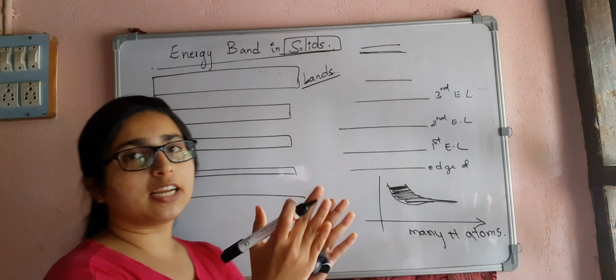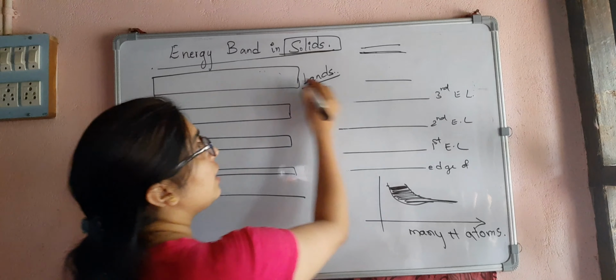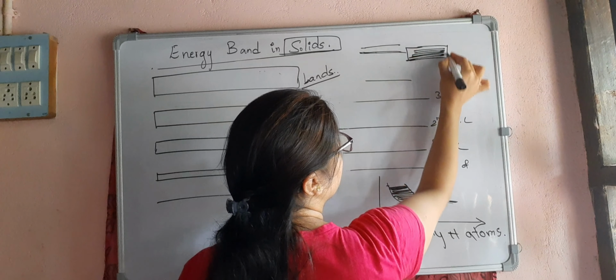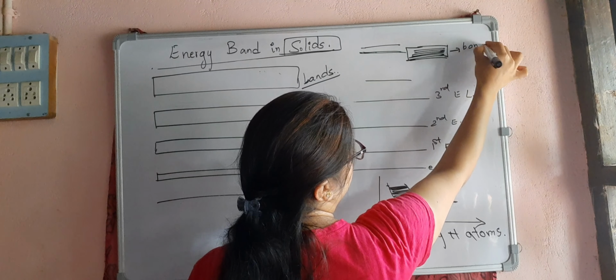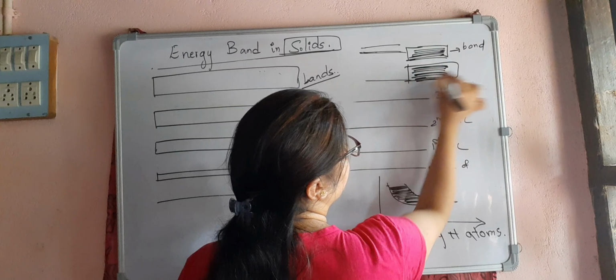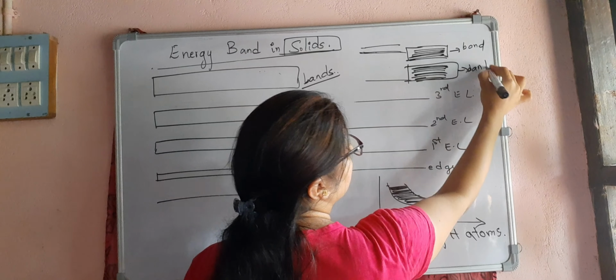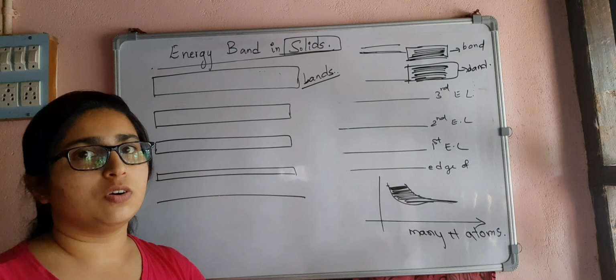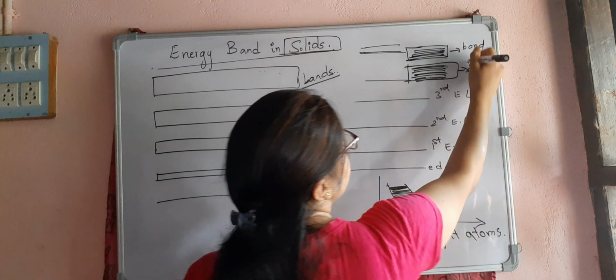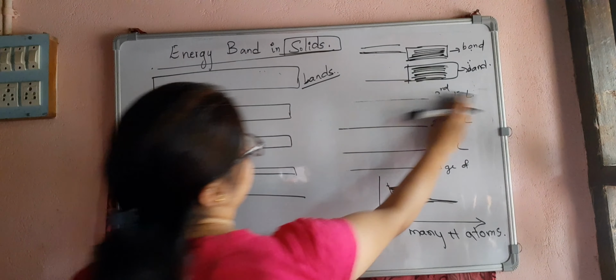So there are discrete energy levels. See, it is like this, many energy levels together form a band. And again it is like this, it forms another band. They appear to be continuous. These energy levels appear to be continuous here. So this is your band.